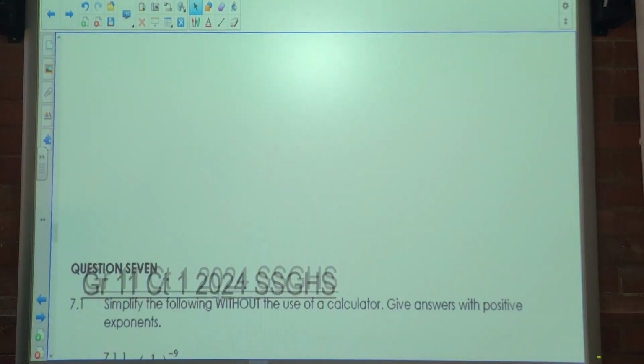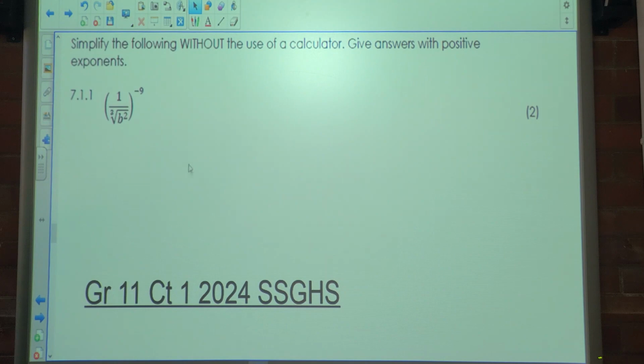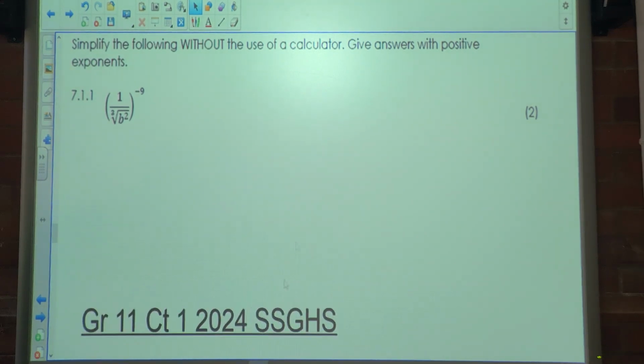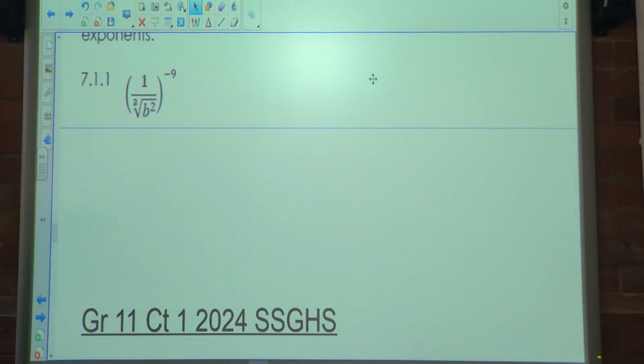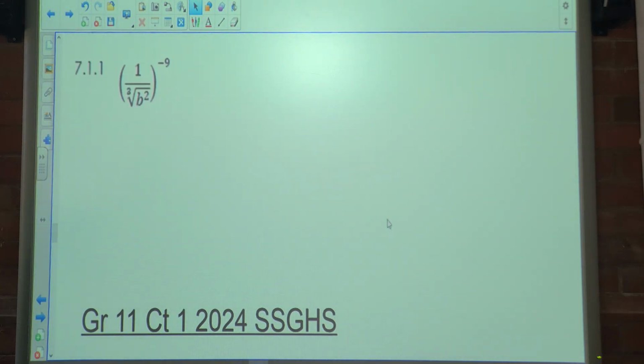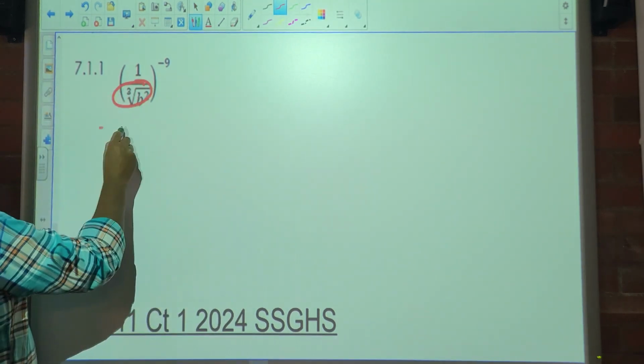Let's go to the next one. 7.1, they ask you to simplify without the use of a calculator. You answer with positive exponents. Okay, so firstly, I'm going to simplify that inside of it, okay?